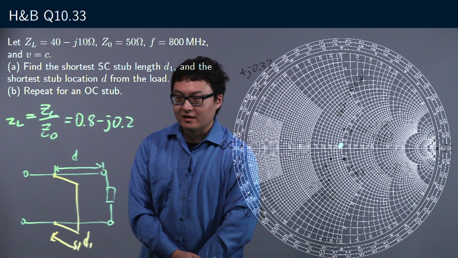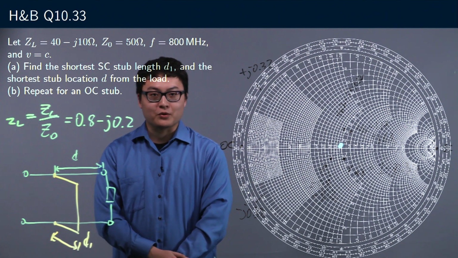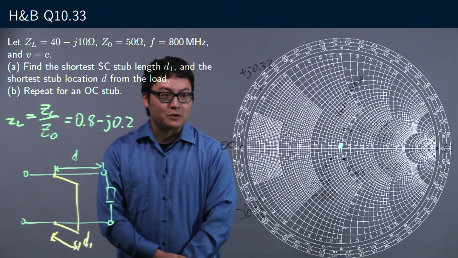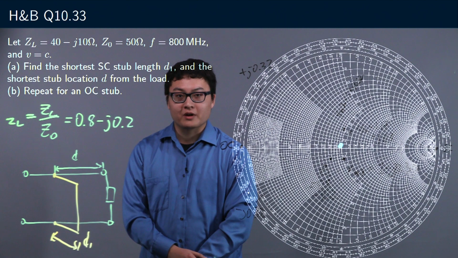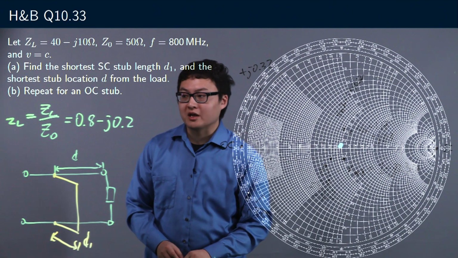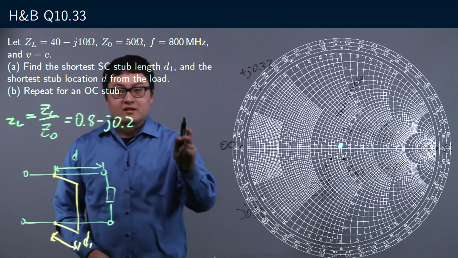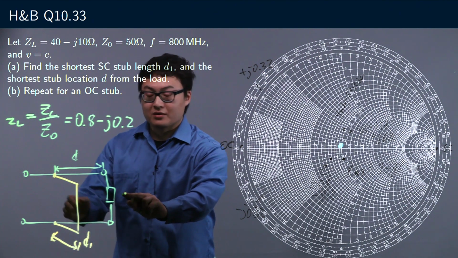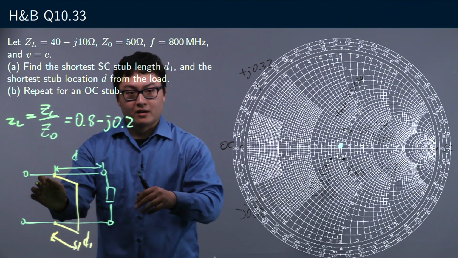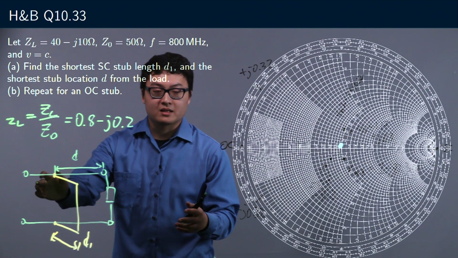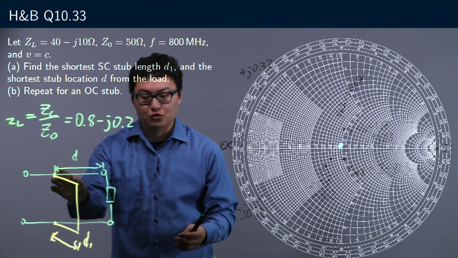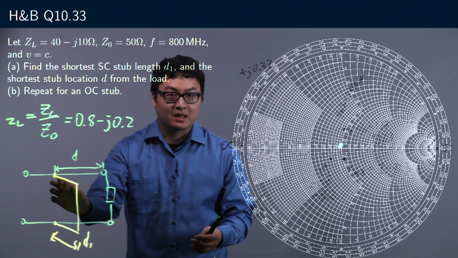Hello everyone again. Now that you've learned how to do stub matching, we will just walk through one of the homework problems, 10.33. So the question asks, given a certain Z load and a certain Z naught, where are the stub insertion locations and what's the shortest possible stub length?